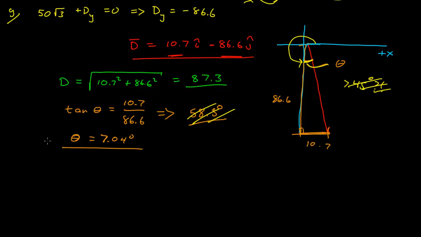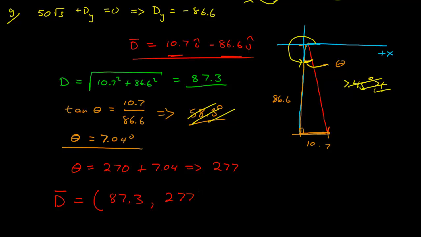So the final angle that I'm interested in is going to be the 270 degrees plus the final 7.04, and so to three significant figures, this is going to be a 277 degree angle counterclockwise. So my final answer in descriptive form is going to be a magnitude of 87.3 in whatever units I'm interested in, 277 degrees counterclockwise from positive x-axis.